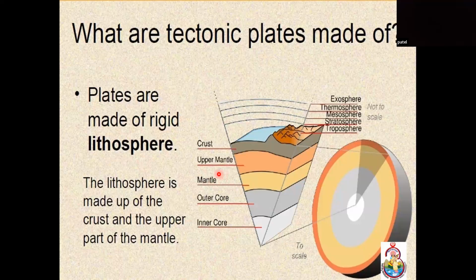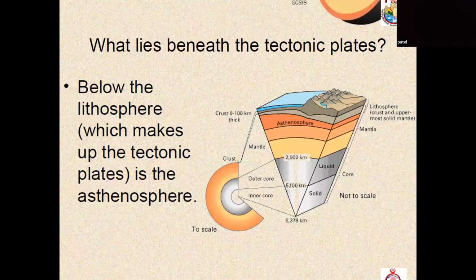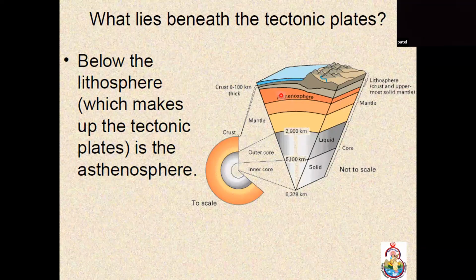And below this is the lower mantle, which is also known as the asthenosphere, where it is shown. So below the lithosphere we have the asthenosphere. It is mobile in nature, and here the rocks which are present are partially molten. So we can say this rigid lithosphere is floating above the partially molten asthenosphere.